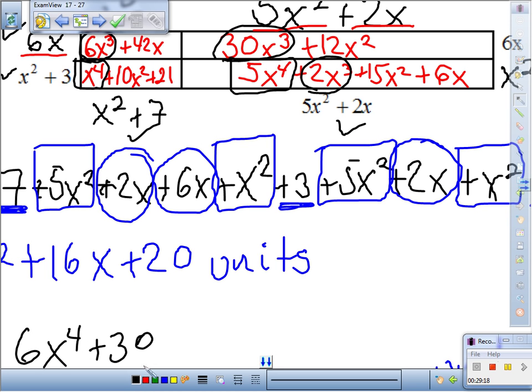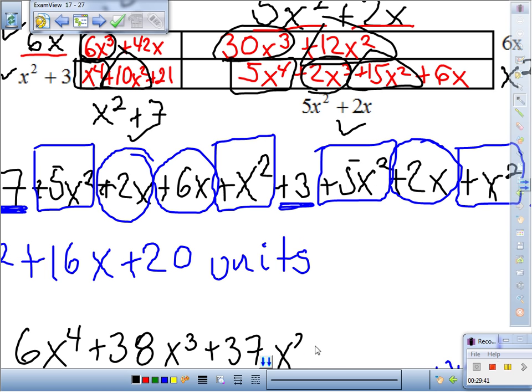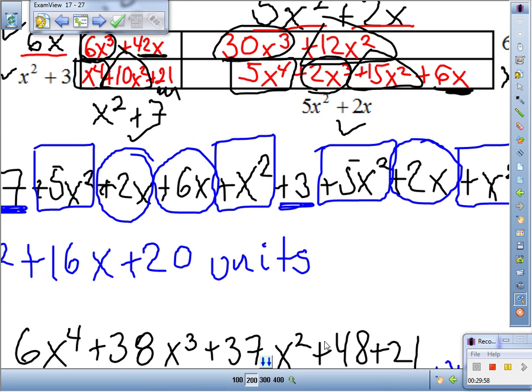Positive 38x cubed. Let's put a triangle on all the x squares now. Here's 1, here's 2, and here's 3. So what is 15 plus 12? 27 plus 10? 37x squared. How about x's? I'm going to underline x's. We got one here and another one here. So what is 42 plus 6? 48. And do we have any constants? Yeah, right here. 21. And we're done. Let me zoom out.